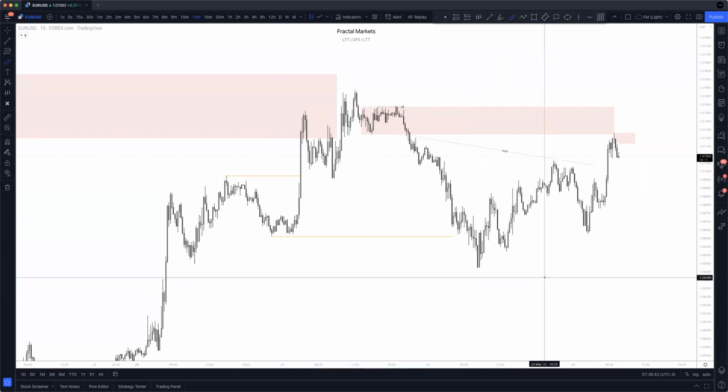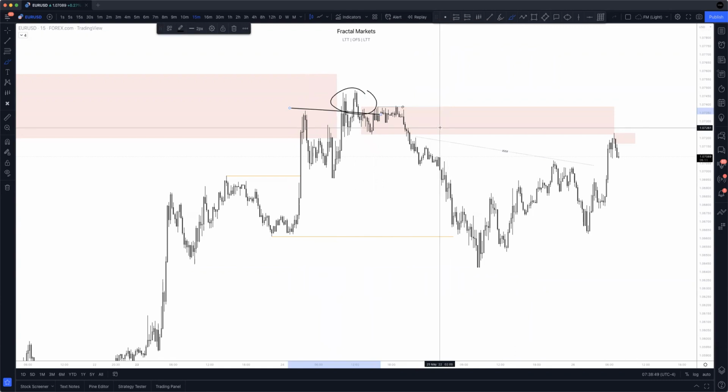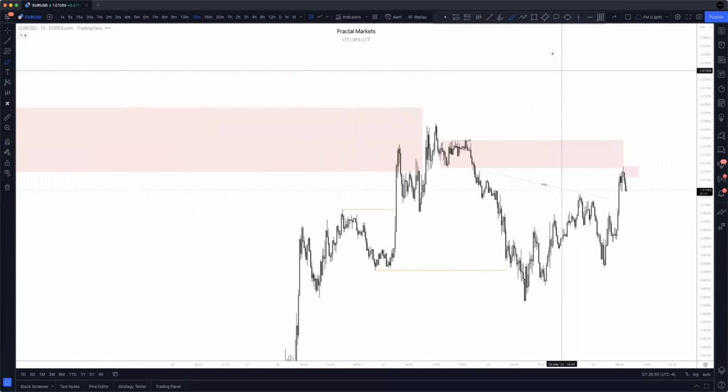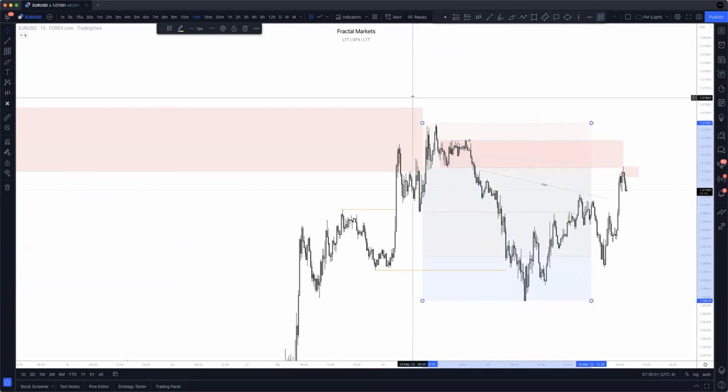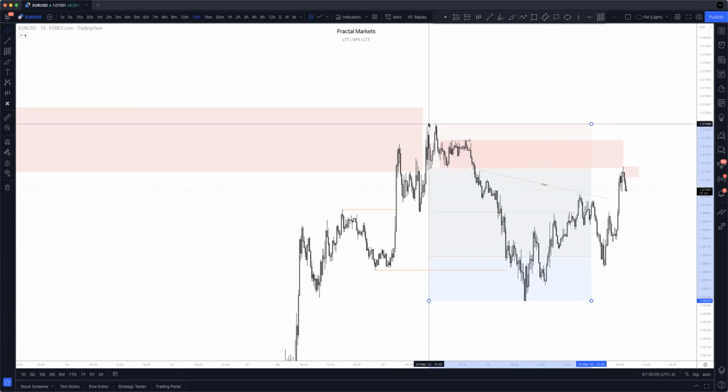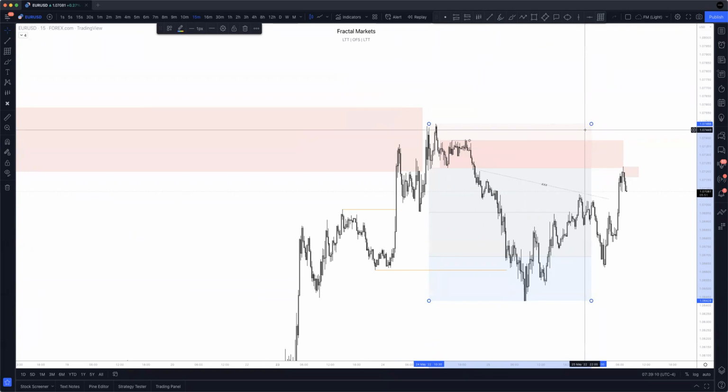Okay, so we've got those breaks. POI must take opposing liquidity. Well, yeah, it comes from an area that takes liquidity, right? POI must be in the premium or the discount of the leg. Okay, so right now we've ticked the boxes, and you'll notice that highest probability trades typically come from this upper 30% region, and that's exactly where we're playing, or upper 25%.